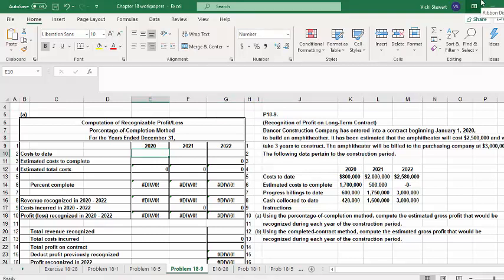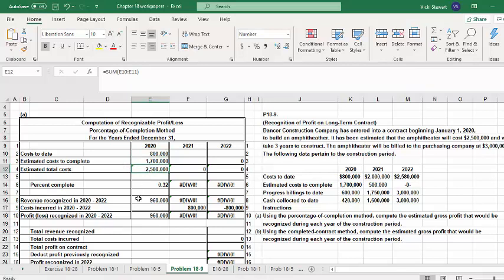At the end of the year, the problem states that we incurred or had costs to date of $800,000. We estimate that we will have a remaining $1,700,000 of cost to complete the contract. So we're still on target to complete the contract at the cost of $2,500,000. We are now 32% complete on the contract. We determine that by taking cost to date and dividing it by the total estimated cost, and that gives us 32%.